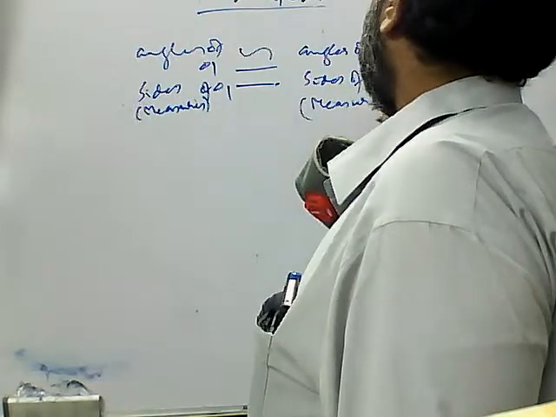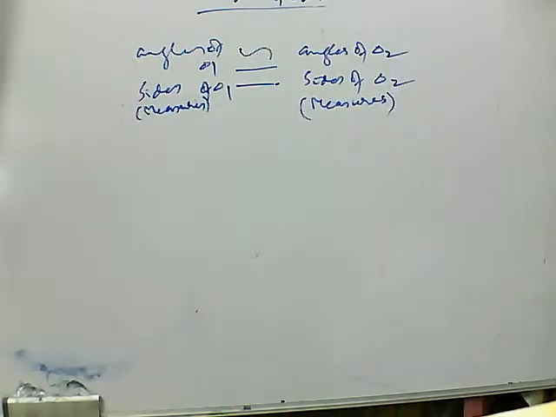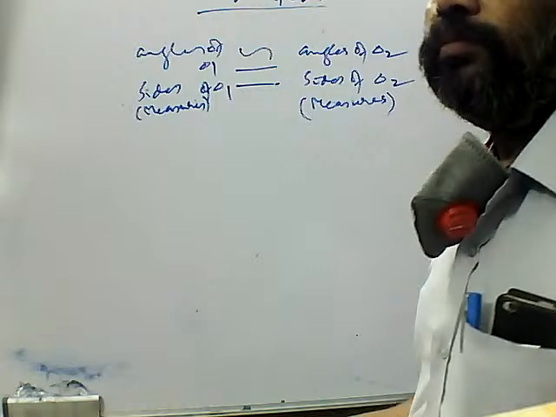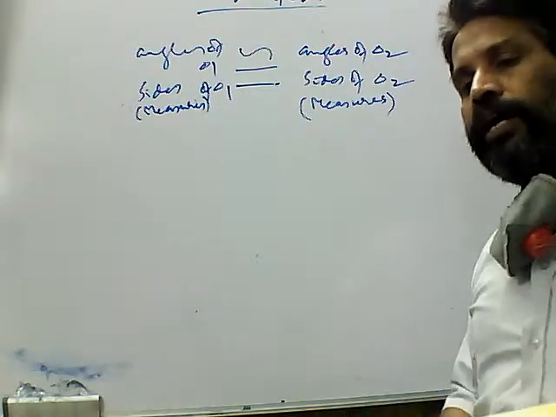Right? Since there are 3 angles and 3 sides of a triangle, do we need to check all the 6 parts? No.